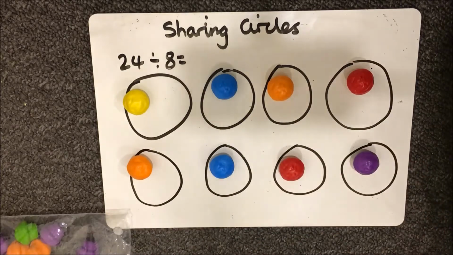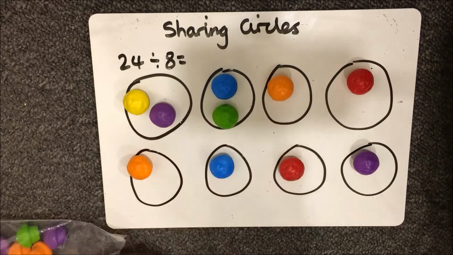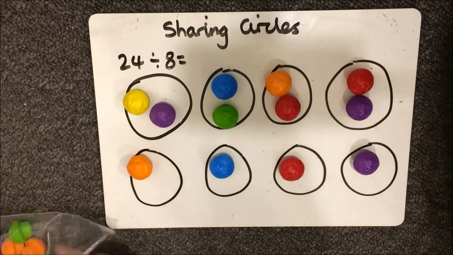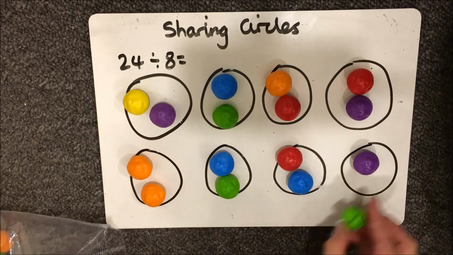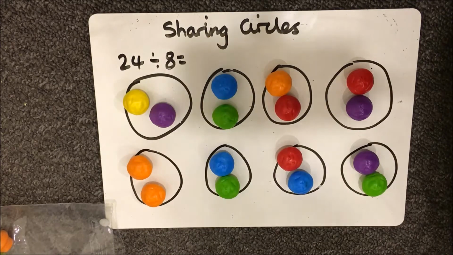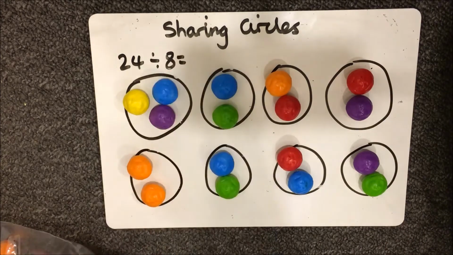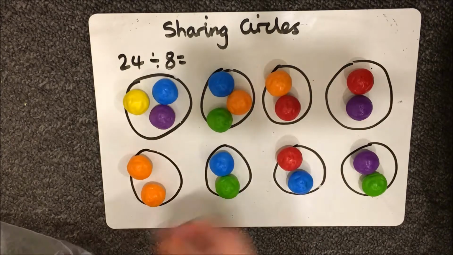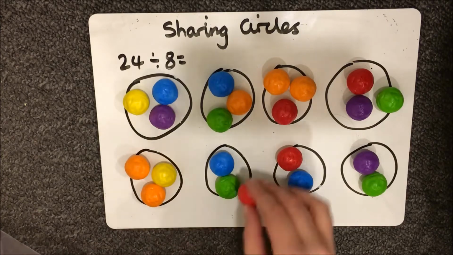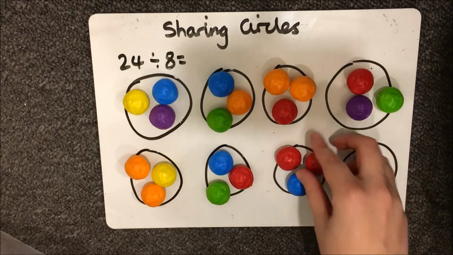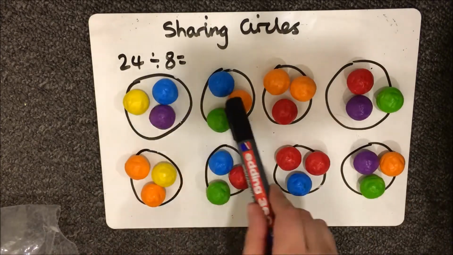How many footballs does each group have? They all have 1. 9, 10, 11, 12, 13, 14, 15, 16. How many balls does each bag have? Now, that's right, 2. We're on 16. 17, count with me. 18, 19, 20, 21, 22, 23, 24. So I've shared out 24 into 8 bags.